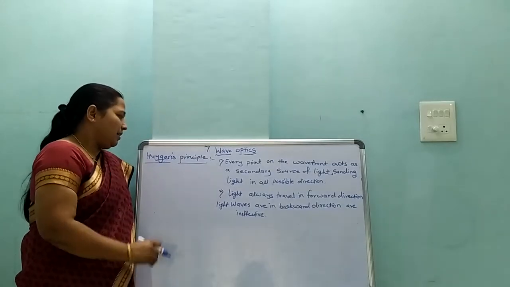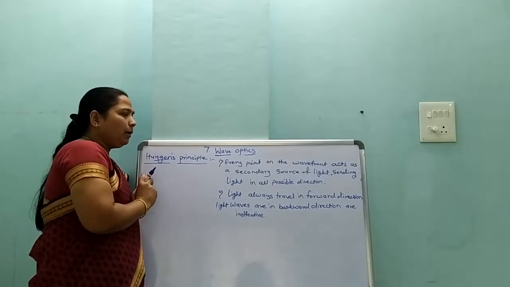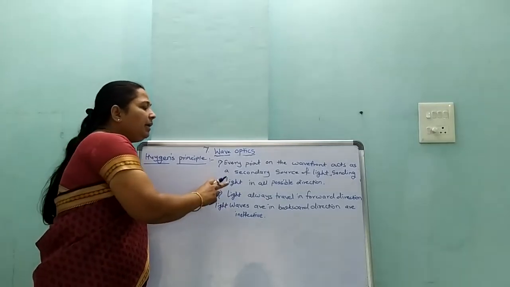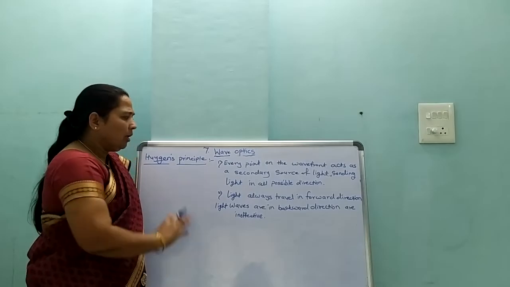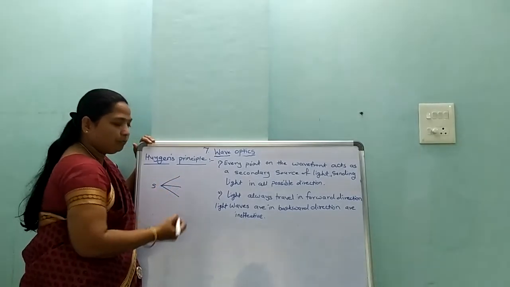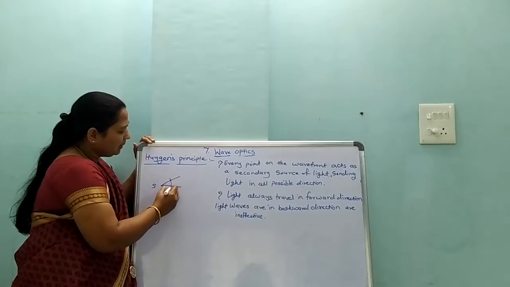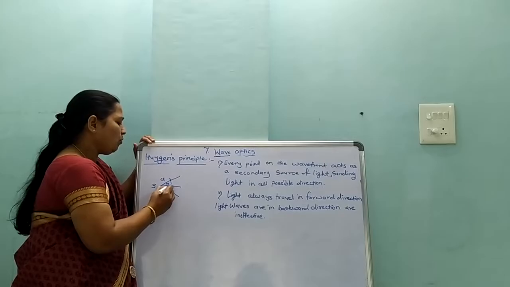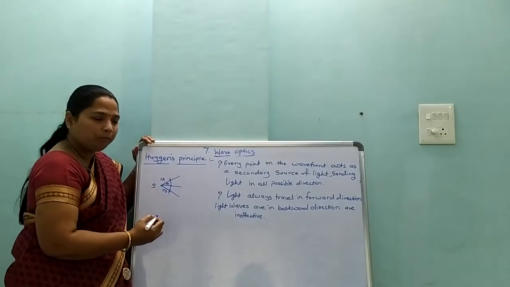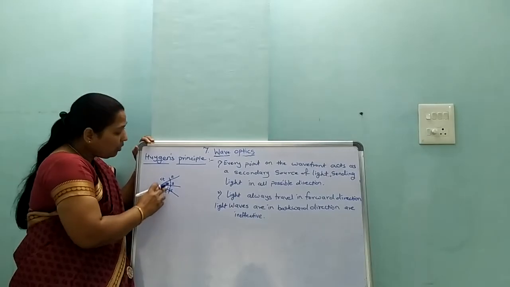Hello, we first study Huygens' principle. Huygens stated the formation of a wavefront: every point on a wavefront acts as a secondary source of light, sending light in all possible directions. Suppose S is the source of light emitting light in all possible directions. At time t it covers a distance ct. The locus of such points is the wavefront. Because the source is at a finite distance, a spherical wavefront is formed, with points A, B, C on it.